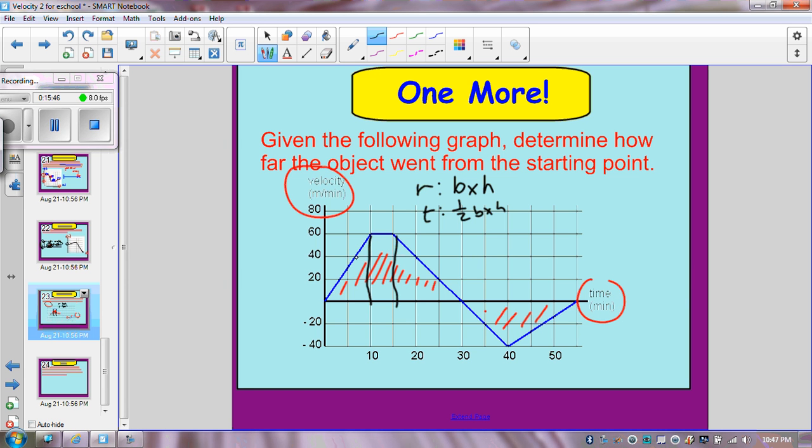Okay, so for this triangle right here, the base is 10 minutes, the height is 60, so that's 600, but we have to divide it in half, so that's going to be 300. For this rectangle right here, the base looks like 5, and the height is 60, so that's going to be 300.